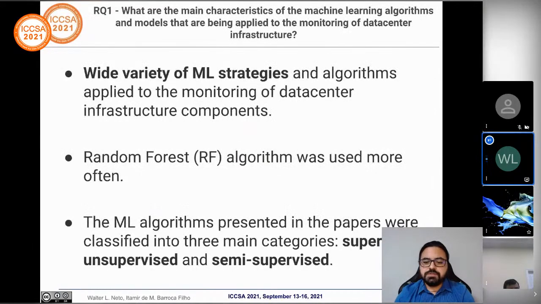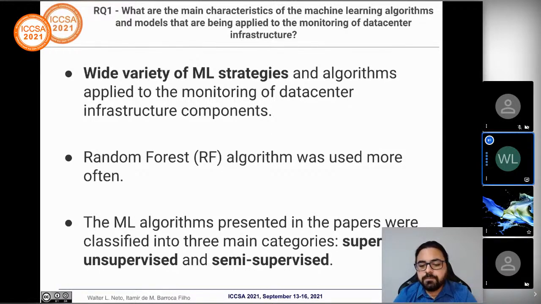As results, we answered these research questions. The first one was: what are the main characteristics of the machine learning algorithms and models that are being applied to monitoring of data center infrastructure? The first thing we noticed is a wide variety of machine learning strategies and algorithms applied to monitoring data center infrastructure. And the second thing was that random forest was the most often used.